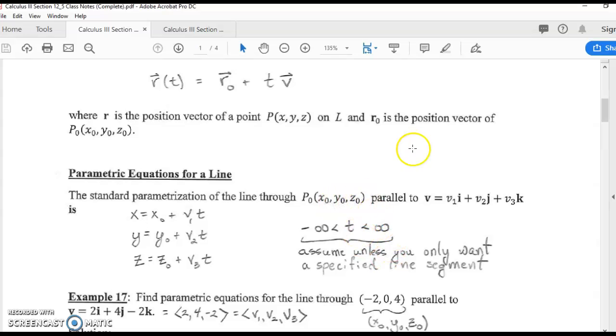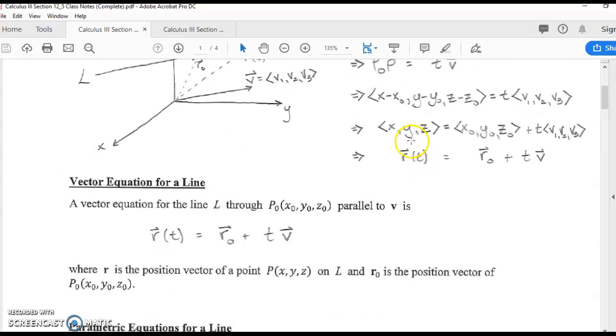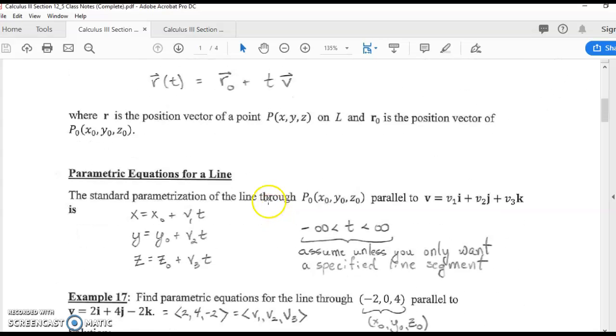So what are the parametric equations for a line then? What you do is you just look at the components of each vector. If I have vectors that are equal, that means their components must be equal. So x must be equal to x naught plus t times v1, and y must be equal to y naught plus t times v2, and z must be equal to z naught plus t times v3. Putting all of those together gives me what's called the parametric equations for a line.